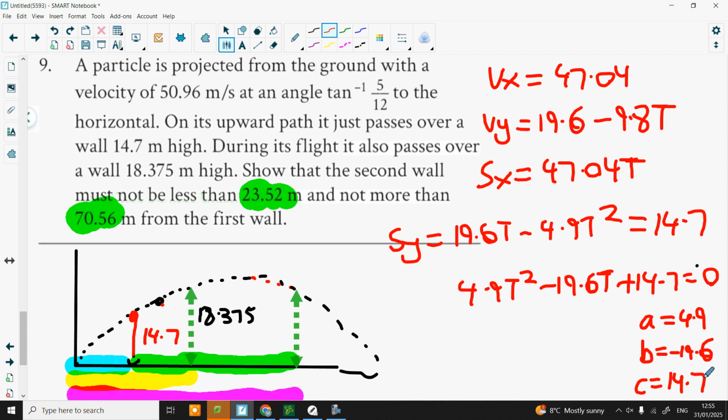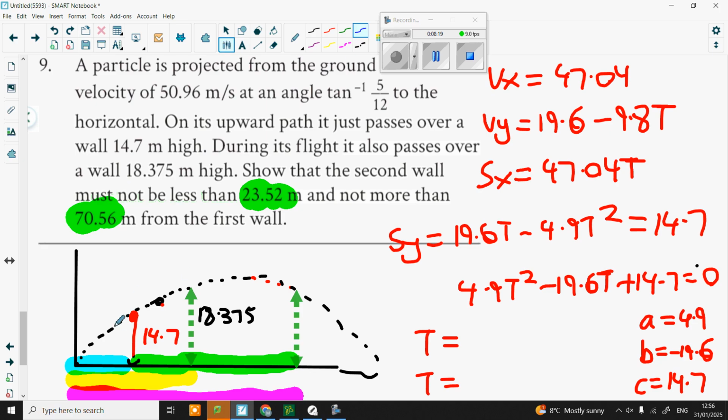Don't delete the minus B formula either. We're going to use it again in a minute's time, okay? So once we get our two answers for T, let me know. Okay. Now, look at this. So we got an answer of 1 and 3 seconds respectively.